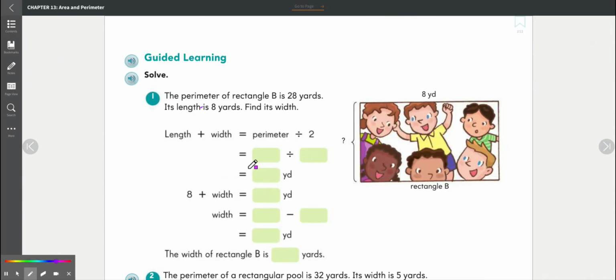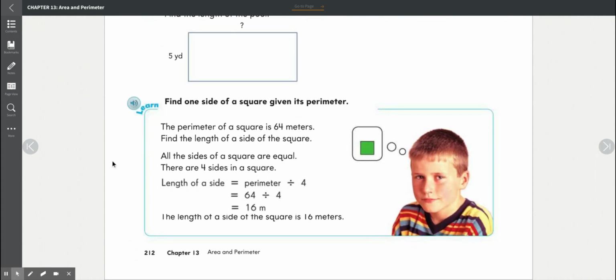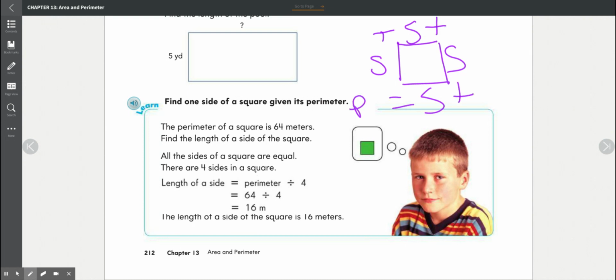All right, now that you've finished your problems, if you need more time, please just pause. We're going to apply some similar ideas to the square. Remember, in a square, all 4 sides are equal in length. So if I'm given the perimeter, all I need to do is divide it by 4. If I have a square, I have side, side, side, side. To find the perimeter of the shape, I added the sides together. So side plus side plus side plus side equals the perimeter.